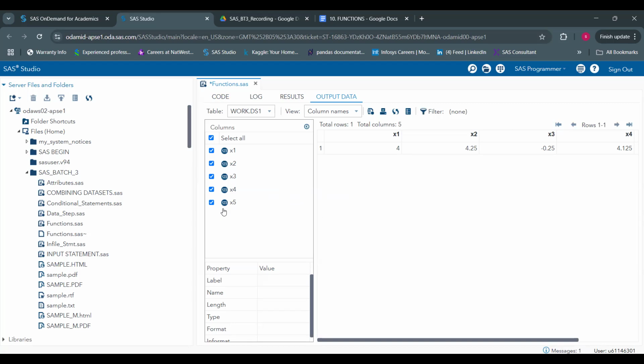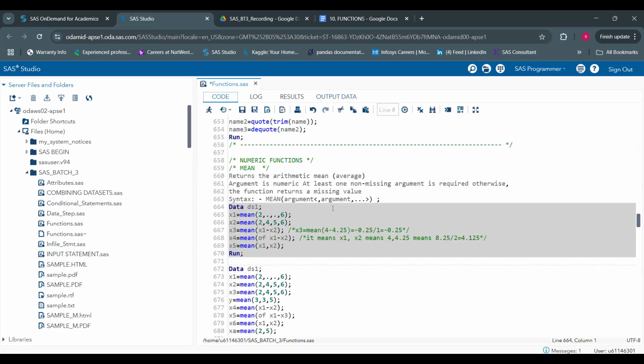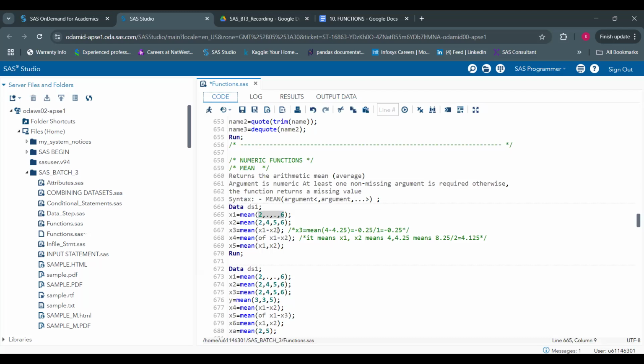So we got x1, x2, x3, x4, until x5. What is the mean of 6 and 2, or 2 and 6? 4. Yes. And again, the next one, 4.25. What is x3? It is x1 minus x2, so that is 4 minus 4.25, which is just minus 0.25, divided by 1 because it has only one argument.